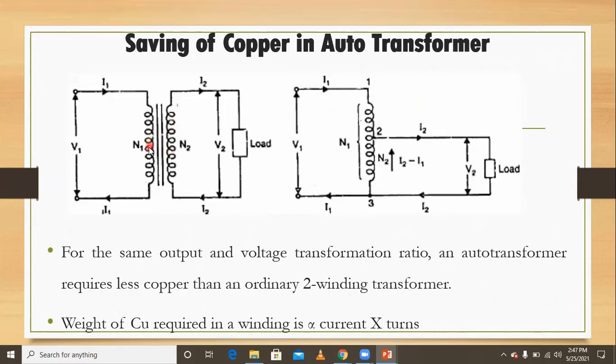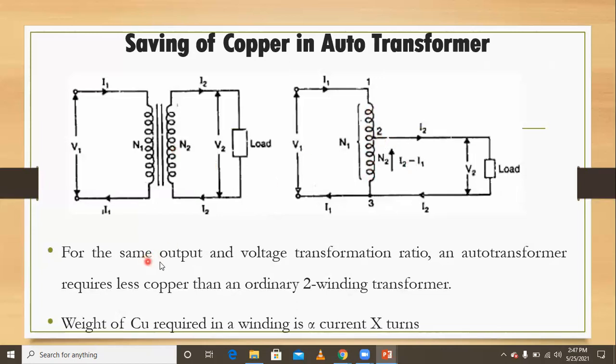A two winding transformer has a primary winding and a secondary winding. But in an auto transformer there is only one winding, a single winding. In a two winding transformer there are two windings, on the primary side and the secondary side. The ordinary, generalized transformer has a primary winding and a secondary winding, but an auto transformer has only one winding.